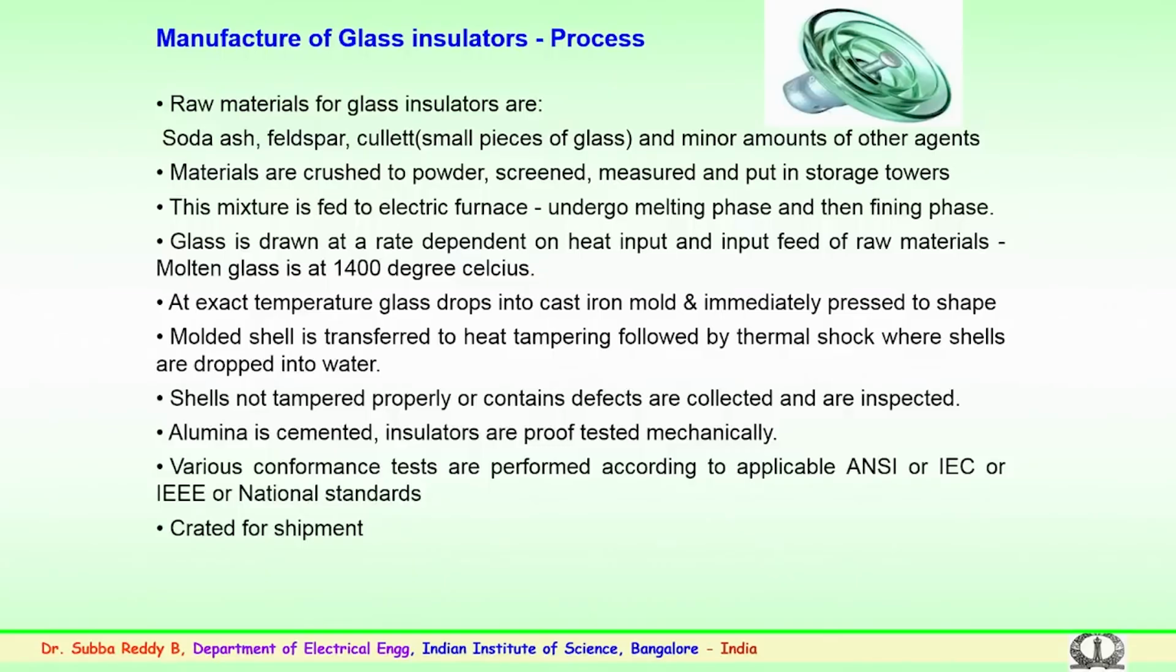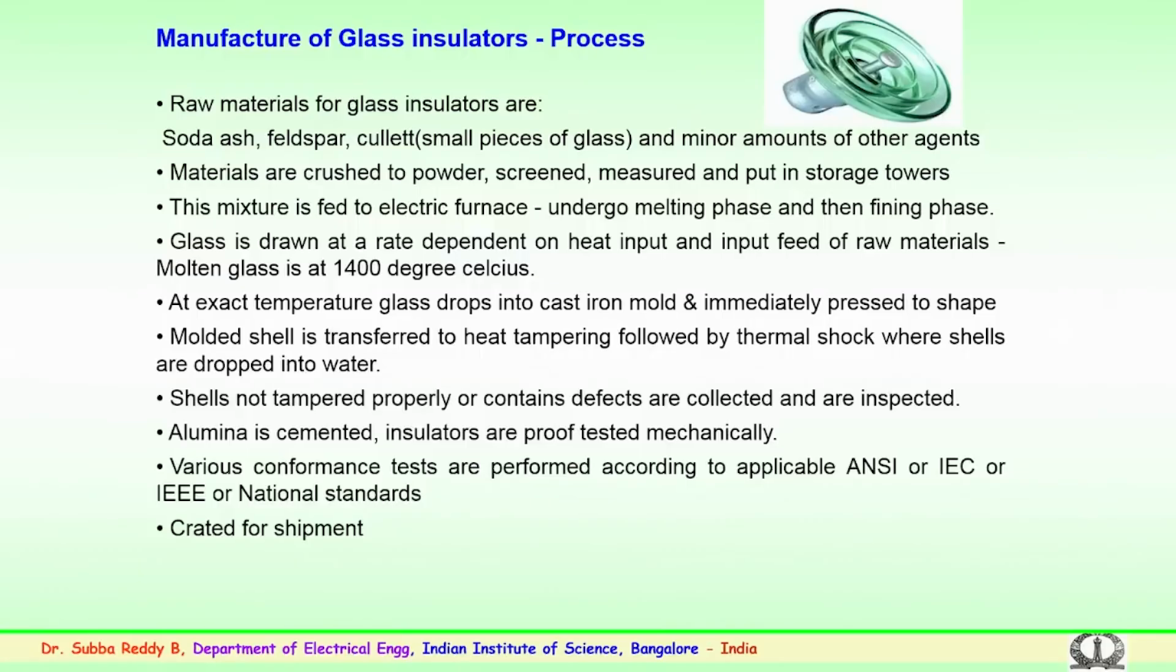Depending upon the shape, whether it is a normal insulator for normal conditions, or the anti-fog type with different sheds for higher creepage length, or the insulators used for desert conditions, basically known as aerofoil with no sheds, the mold is already prepared. The molten glass is drawn and fed into the cast iron mold, and immediately it is pressed to the required shape which is to be obtained.